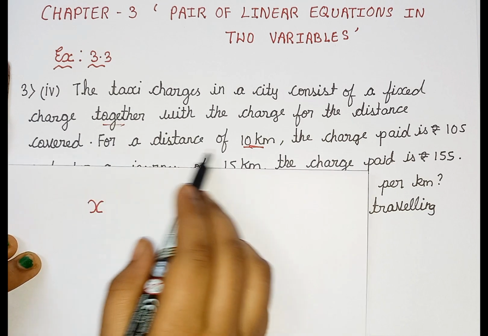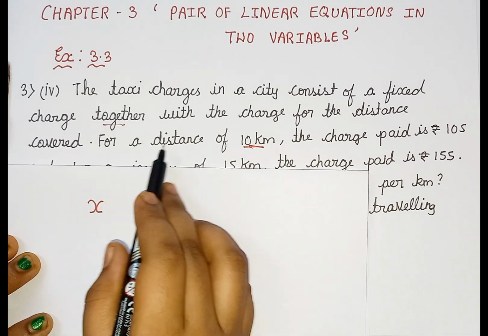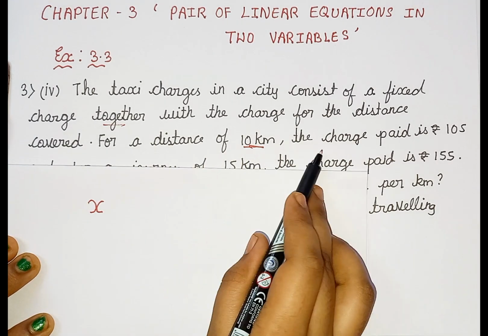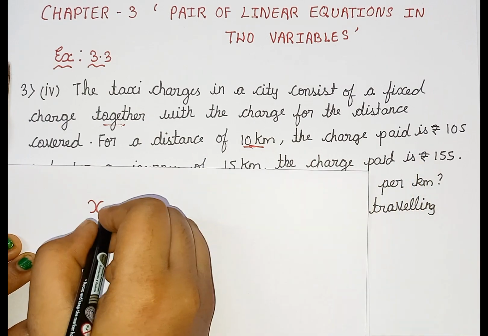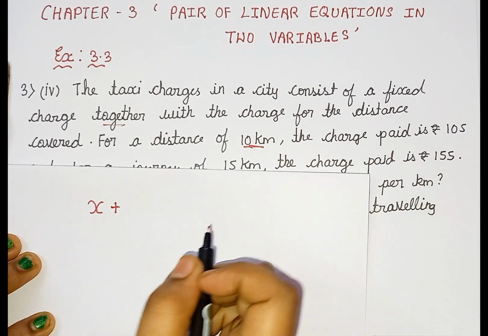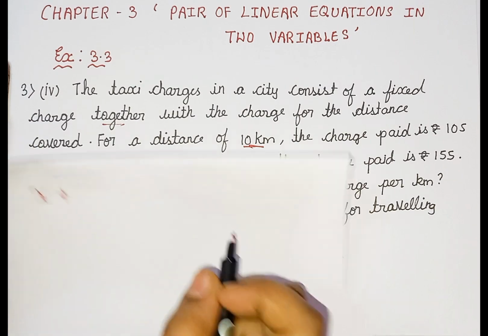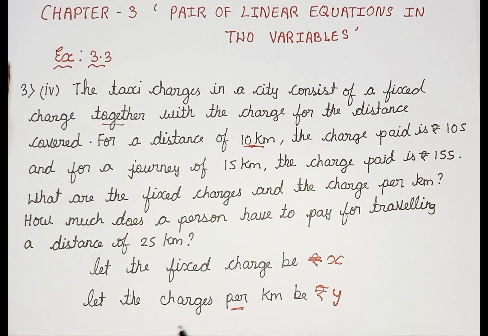Let us read the first condition: for a distance of 10 km, the charge paid is rupees 105. Now I am going to add the distance. Understand properly: the charge per kilometer we took as rupees y, and here the distance is 10 km. If we travel for 10 km, then what will be the rupees?